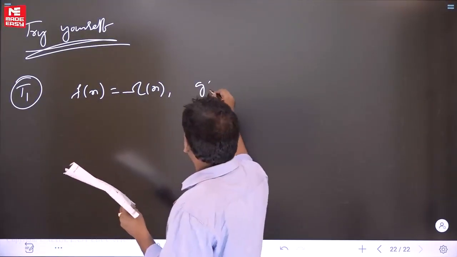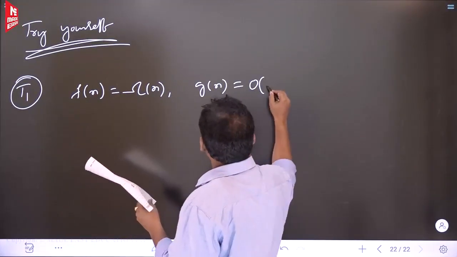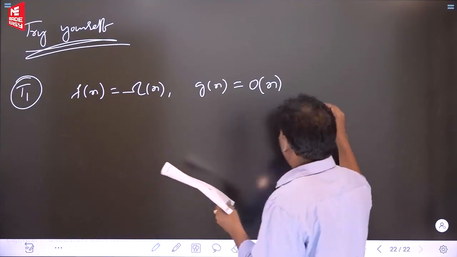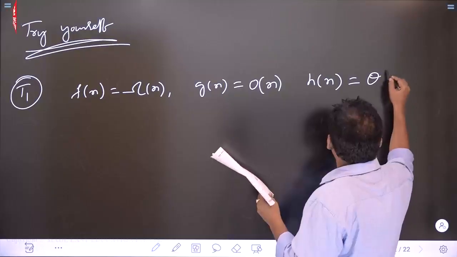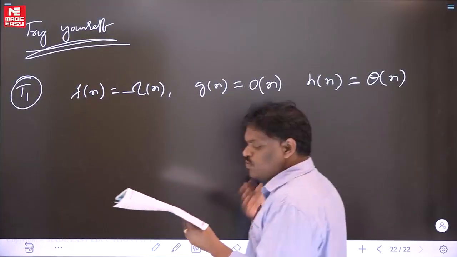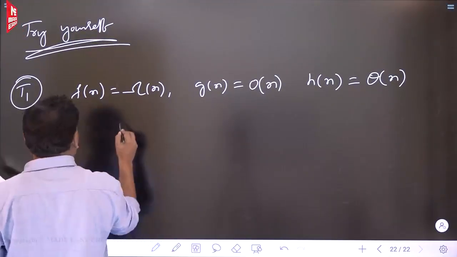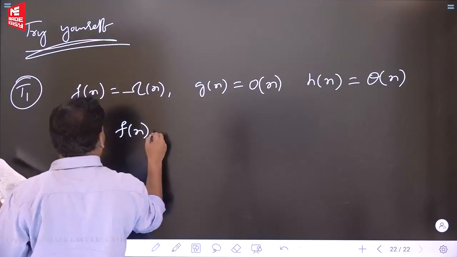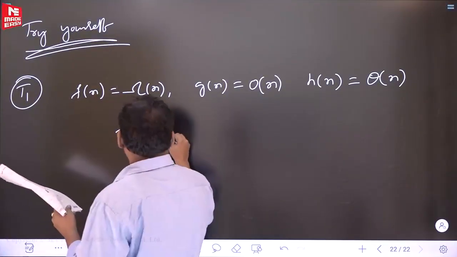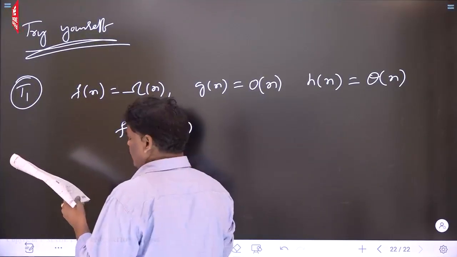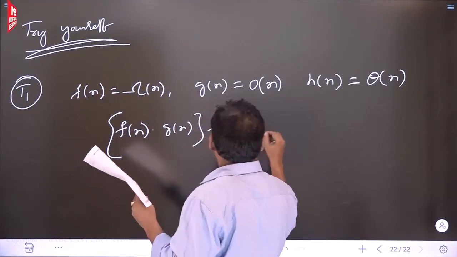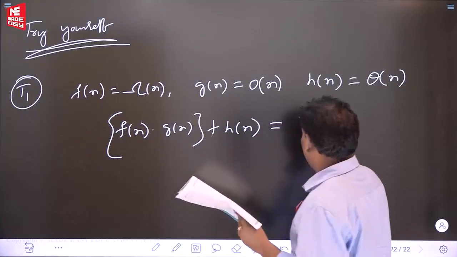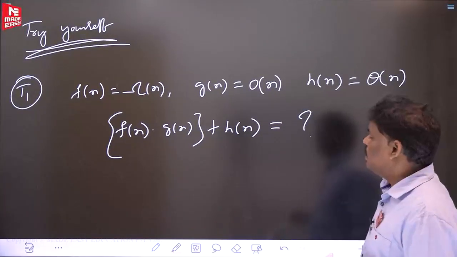G of n is equal to big O of n, and h of n is equal to theta of n. Maybe we have done this one already. Anyhow, it will take very little time. What is f of n into g of n plus h of n equal to? This is what is being asked. Can you help me now?